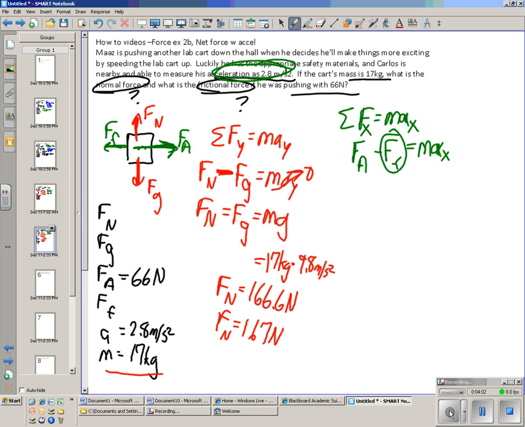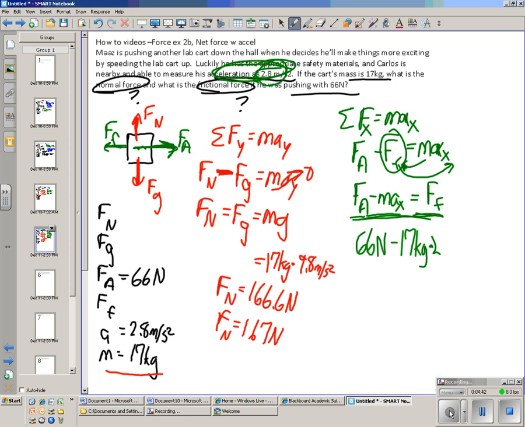So we're going to need to solve for this. I'm going to move the friction to the other side, and I'm going to move the mass times acceleration to the left. So we have applied minus the mass times acceleration is equal to the frictional force. It's a slightly rearranged equation, but we can certainly do that. Now I can just plug in 66 newtons minus 17 kilograms times the acceleration, 2.8 meters per second squared, is going to equal the frictional force.